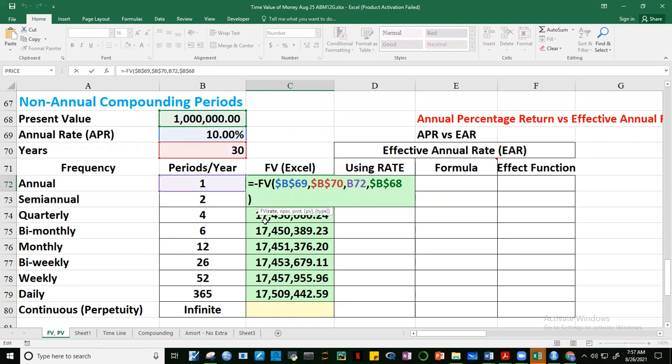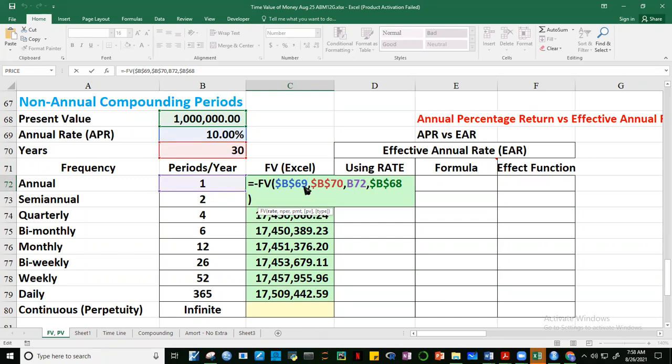Number one, our rate of 10% will change depending on the periods. If it's annual, it's 10%. But if it's semi-annual, it should be 10% divided by 2, so 5%. When computing semi-annual, we don't use 10%, just 5%, because we compute 2 times. If you add that, it actually becomes 10%. Then this one should be 10% divided by 4.